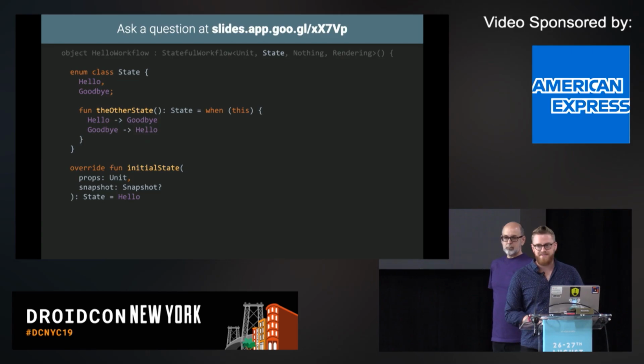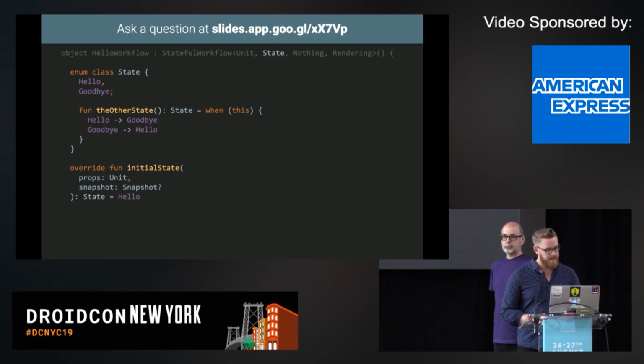It's usually a sealed class, as you've probably heard in other talks this week. But we'll keep it simple for now. It's just an enum with 2 values. We can toggle between them. And we implement the first method on stateful workflow, initial state, to determine what our starting state is when we start the app. So we'll start in hello, and you'll also see that there's the props and a snapshot thing that we get passed in.